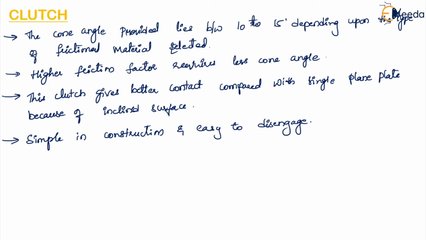But presently this type of clutch is rarely used because its exposure to dust will tend to bind the two cones rigidly and it will become difficult to disengage them. So when this type of clutch is exposed to dust, it will bind the two parts, that is the driven member and the driving member, together. Then it will become difficult to disengage them.